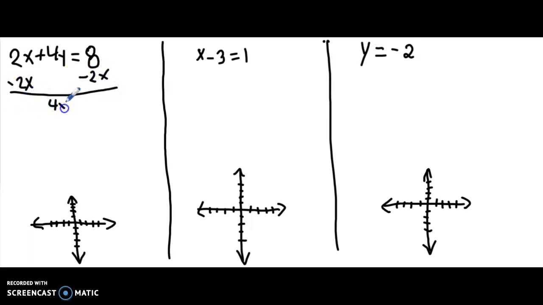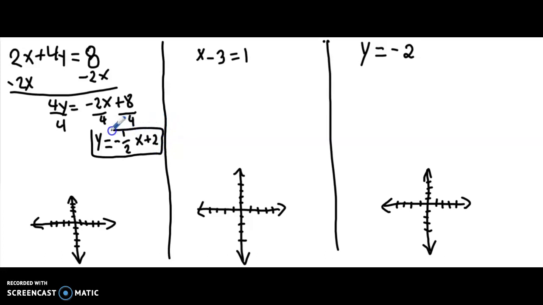I'm going to get 4y equals negative 2x plus 8. And I'm dividing everything by 4. And I'll put my answer right here to the side. Y equals, well, negative 2 over 4 reduces to negative a half. And 8 over 4 is 2. So I will box this equation because that's what I'm going to use to create my table.